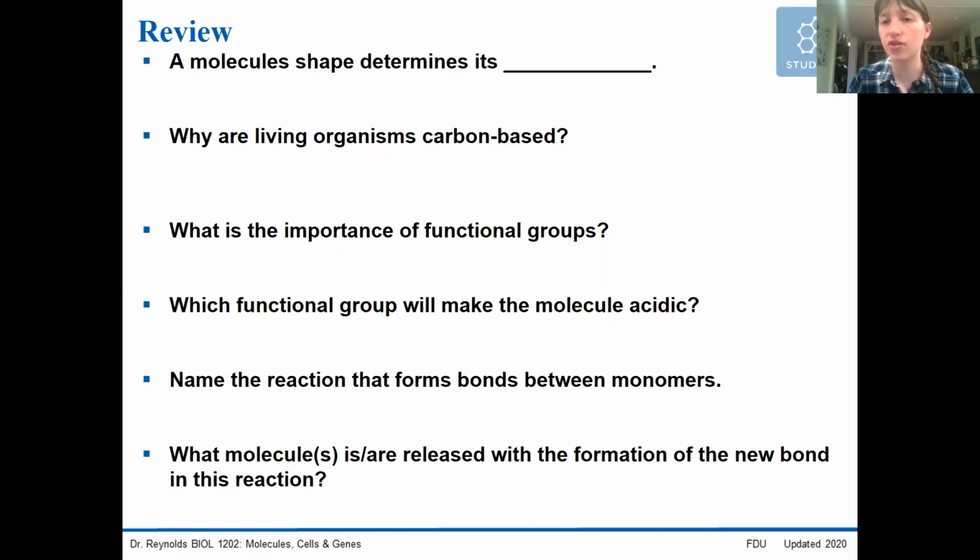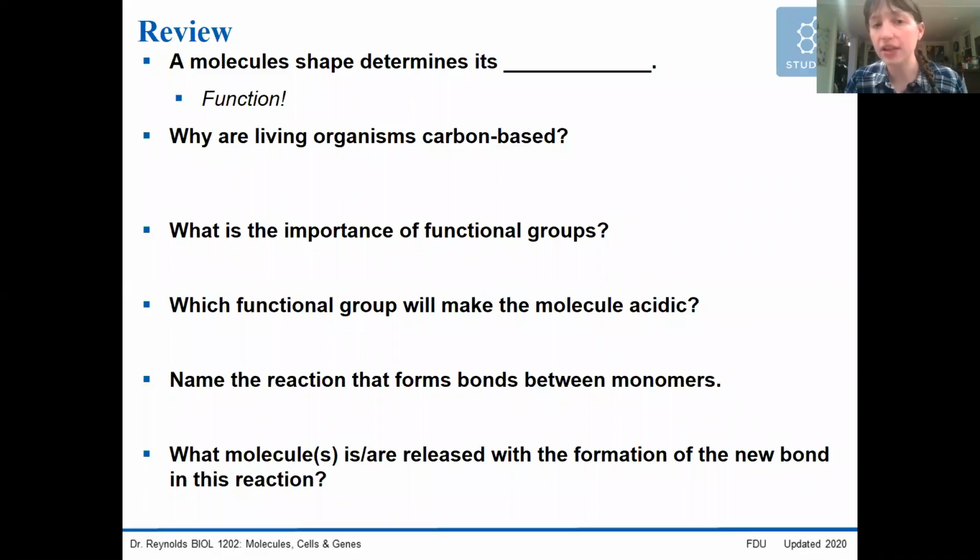So a molecule's shape determines its function. Big theme, keep this going, don't forget it. If you want to think about the function of a molecule, you always have to hark back to what shape allows it to have this function.